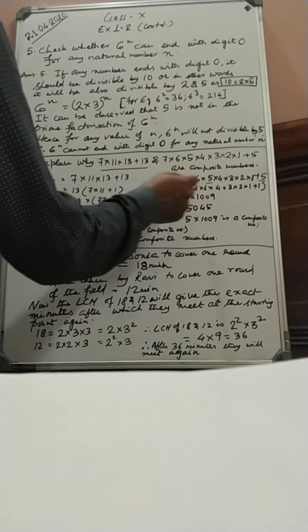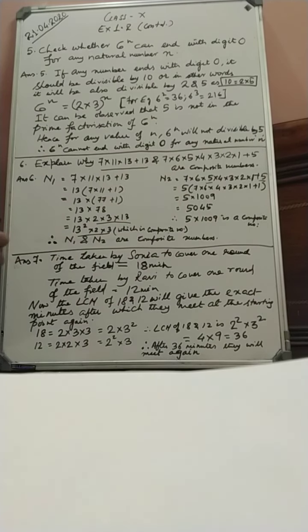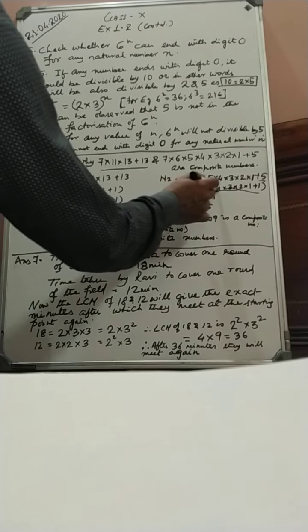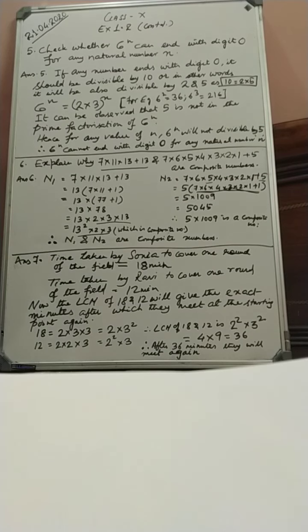So here which is common? 5 is common, so I have taken 5 as common. So 7 into 6 into 4 into 3 into 2 into 1 plus 1. If you get the value of this one, you will get 1009. So 5 into 1009 is equal to 5045. So that is again a composite number. So n1 and n2 both are composite numbers.